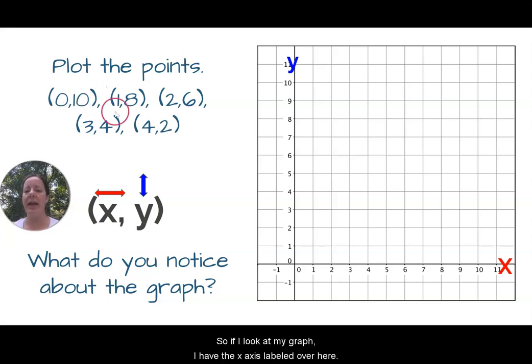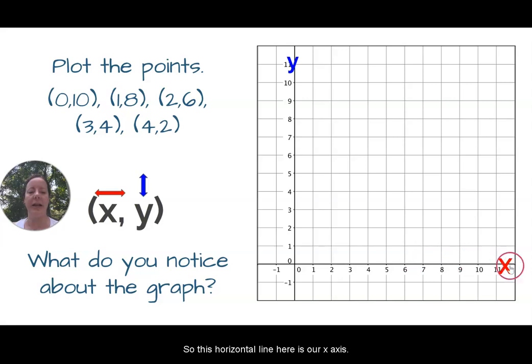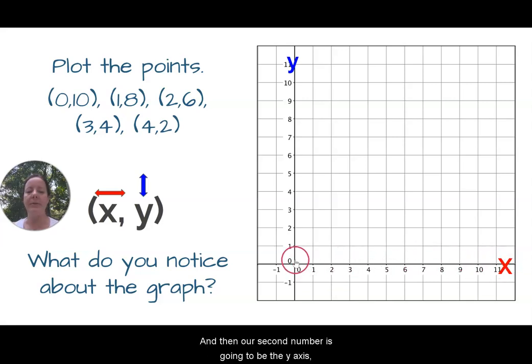So if I look at my graph, I have the x-axis labeled over here. So this horizontal line here is our x-axis. That's going to be our first number. And then our second number is going to be the y-axis, which goes up and down over here on the left.